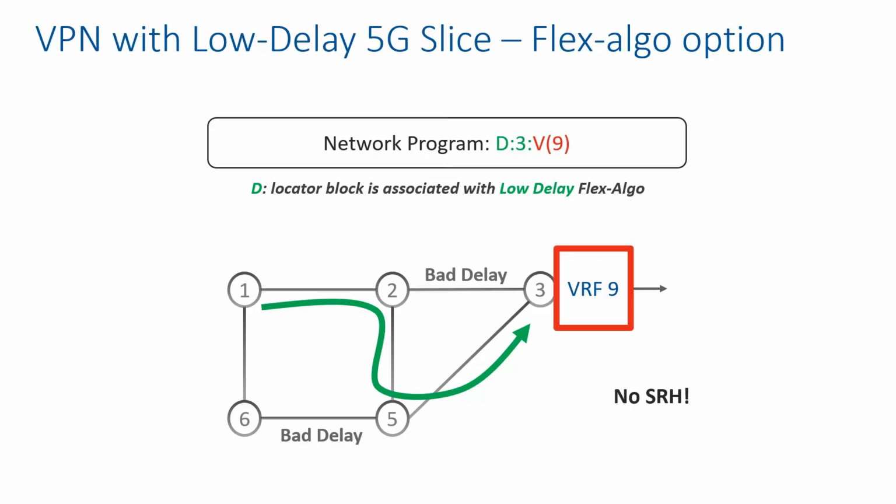And so be it. We have basically executed a VPN over low delay 5G slice in a very easy way. I just had to encapsulate it in IPv6 with just the destination address carrying one single instruction. I don't even need a segment routing extension header. And this is shipping and this is deployed.